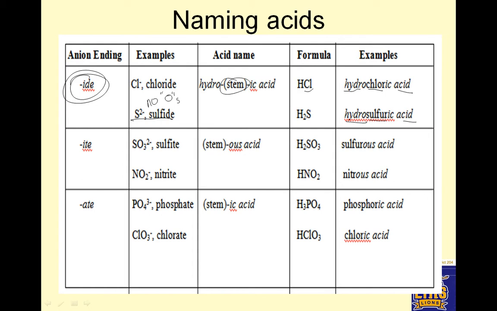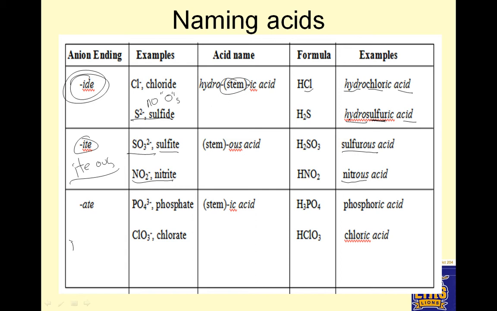Ite. The way I remember this is itis. If you have gingivitis, you have swollen gums. If you have dermatitis, you have swollen skin. Itis is an ending of a word that means, and you figured it out already, didn't you? So ite comes from us. Or ite will give you us. So sulfite becomes sulfurous acid. Notice the stem's the same, it's sulfur. Nitrite becomes nitrous acid, not nitrogen or whatever, but just nitrous. And you should be able to figure those out there.